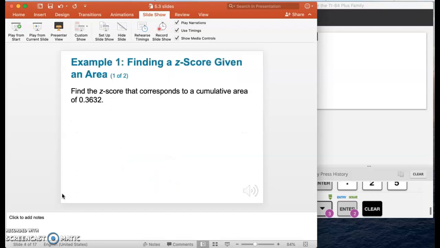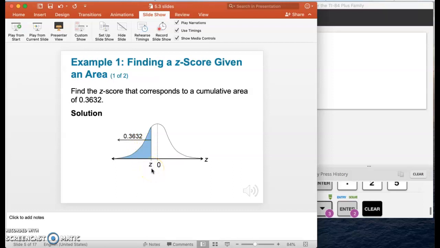Let's look at example 1. We want to find the z-score that corresponds to a cumulative area of 0.3632. Remember, cumulative area is area to the left of a z-score. So let's look at the graph and the solution. The area shaded in blue corresponds to 0.3632. This is the area to the left of z.